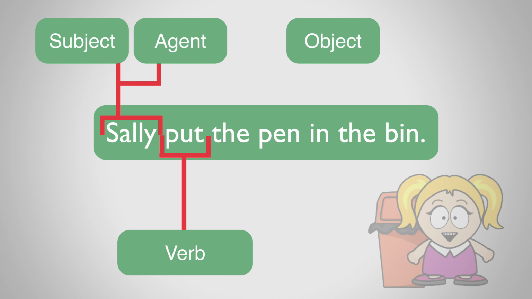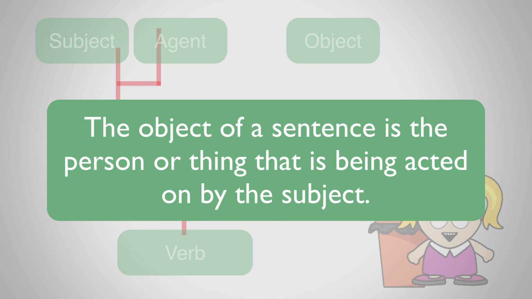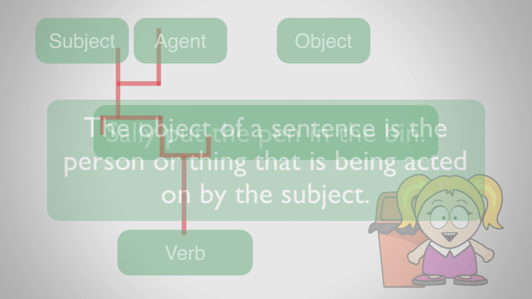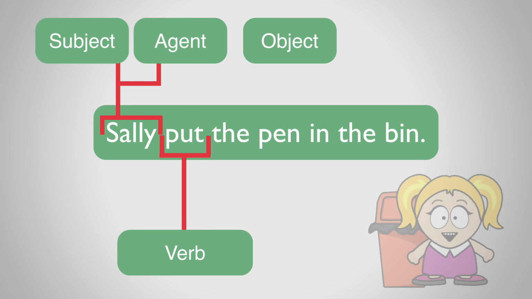Well, let's revisit our definition. The object of a sentence is the person or thing in a sentence that is being acted on by the subject. It's the person or thing who is having something done to it. So, what is Sally acting on? What is she putting in this sentence? Well, it's the pen, so pen must be the object.